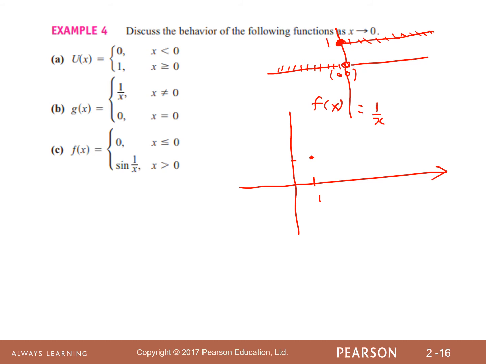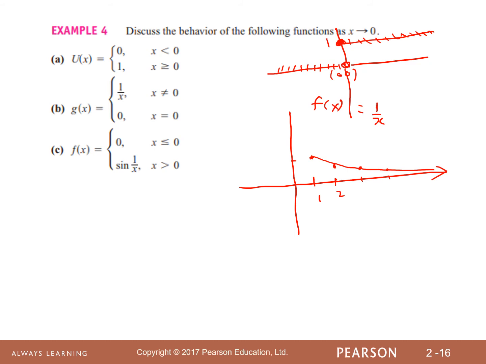Okay, so the function f of x is equal to 1 over x, right? So for 2 what will the value be? Half. For 3 what will the value be? 1 over 3. For 4, so you can see the function going like this, continuing to decrease, but it will never touch the x-axis.